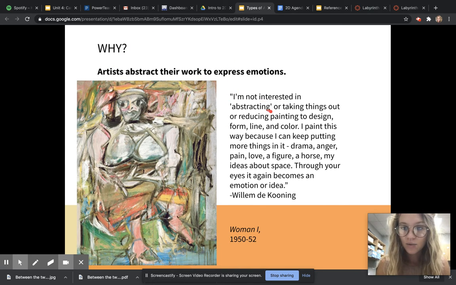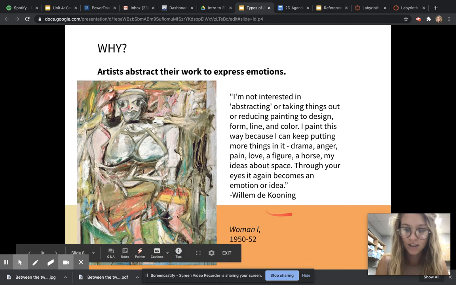I'm not interested in abstracting or taking things out or reducing painting to design, form, line, and color. So those are the elements. I paint this way because I can keep putting more things in: drama, anger, pain, love, a figure, a horse, my ideas about space. Through your eyes, again, it becomes an emotion or idea. So he's really trying to get across different emotions through this abstraction in this painting.